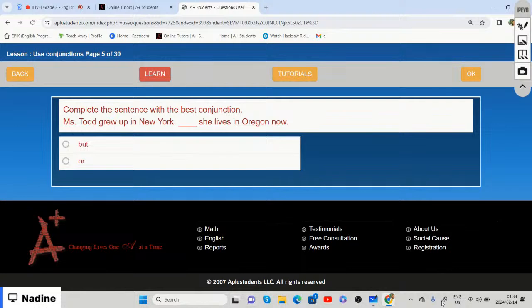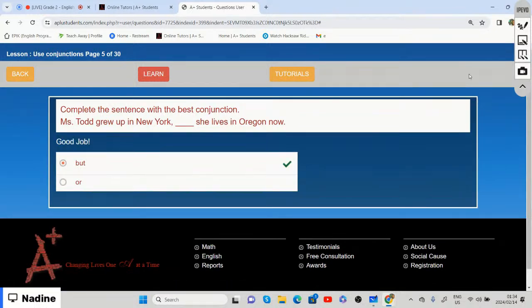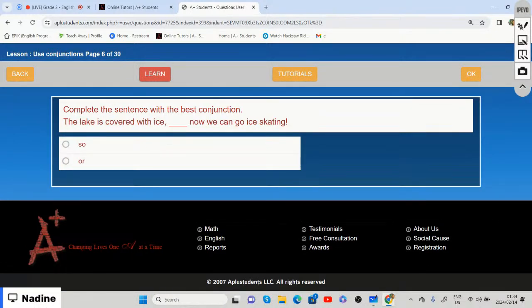So we say Miss Todd grew up in New York, but she lives in Oregon now. And now to complete the sentence with the base conjunction. The lake is covered with ice. So the lake is covered with ice. Do we say so now we can go ice skating? Or do we say or now we can go ice skating?